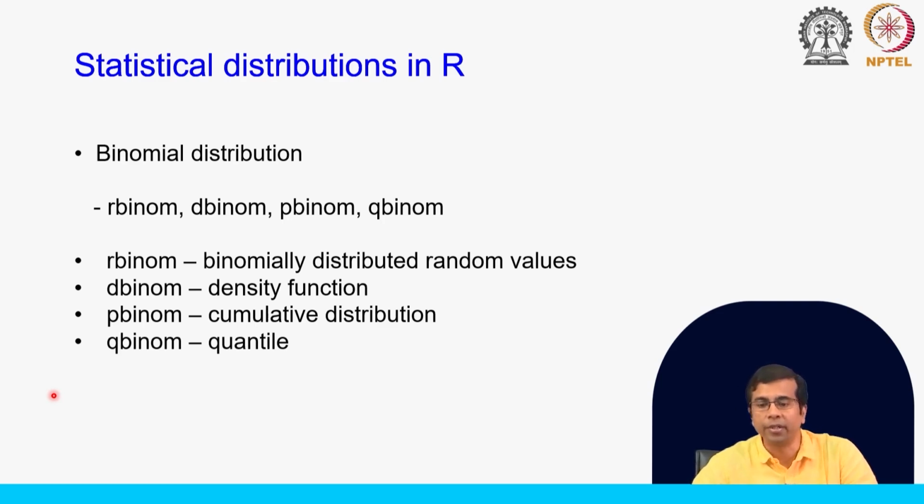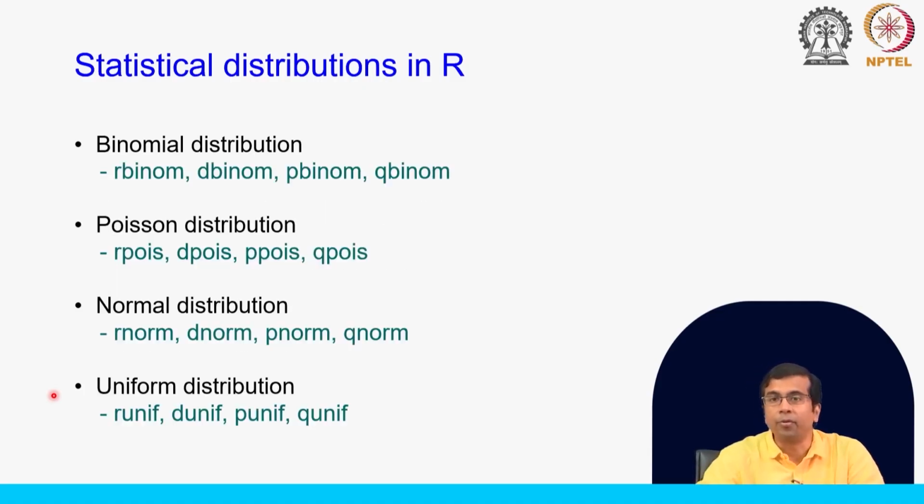I have explained these four functions with respect to the binomial distribution, but these functions are present for all distributions that we'll talk about. So you have rbinom, dbinom, pbinom, and qbinom for the binomial distribution. Similarly, you have similar functions for the Poisson distribution, and for the normal distribution. I'll illustrate how we actually use these functions with the normal distribution.